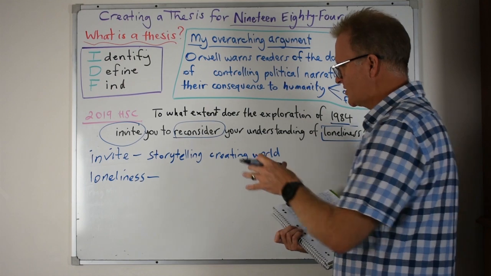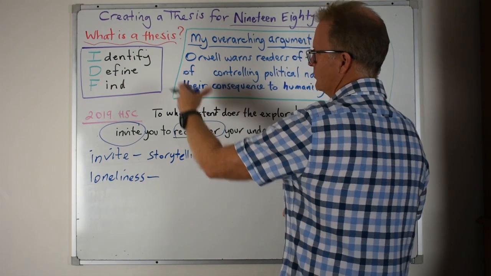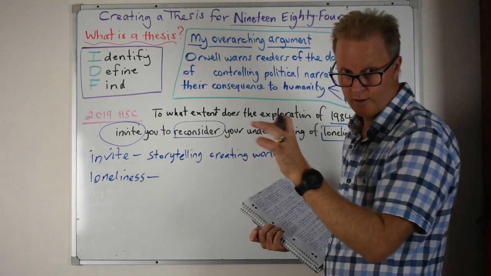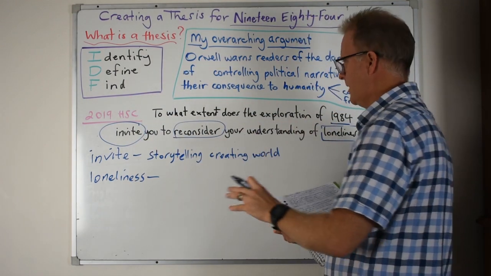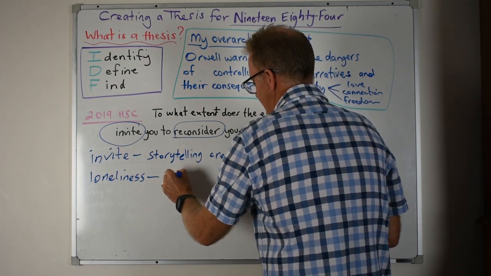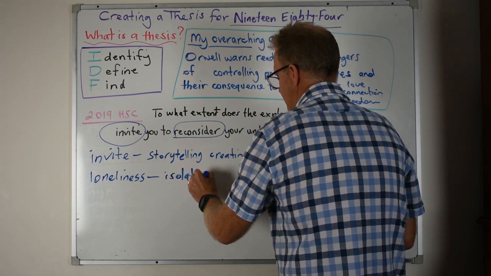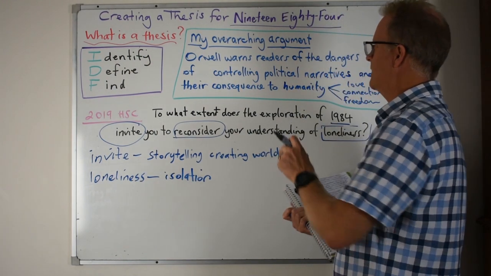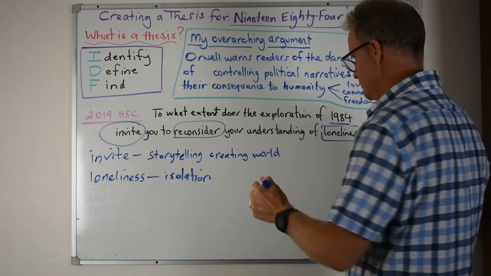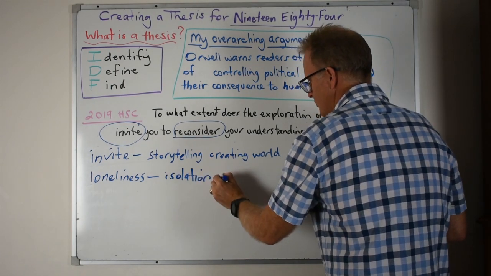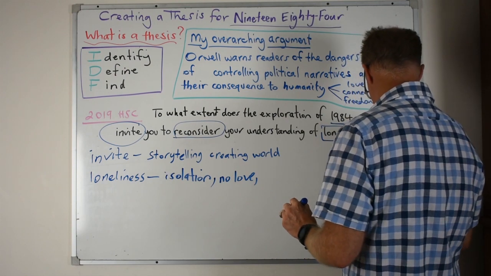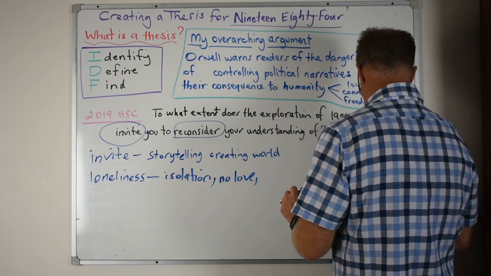And so now what we're doing, I forgot to say, is defining, teasing out what these words mean. So with loneliness, in the novel, it's about isolation, so that the controlling political narrative isolates individuals. Loneliness also relates to having no experience of love or connection, or sense of belonging, that type of thing.